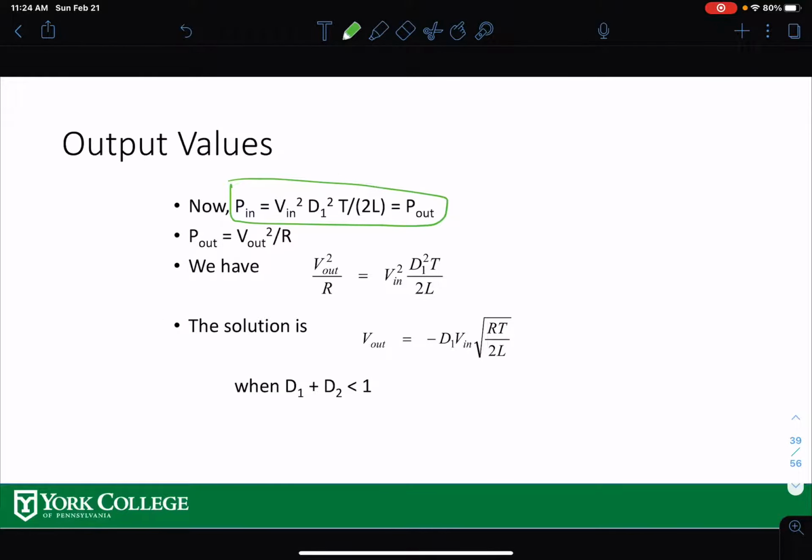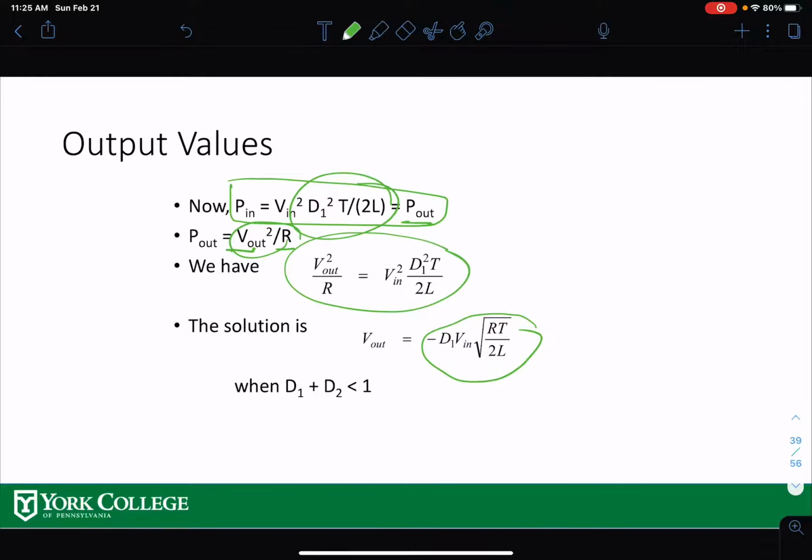But if we think about a lossless converter, the input power should be equal to the output power. And what is the output power? Output power you can easily get as the output voltage squared over R. R is the load there, right? Now if we equate these two equations, this one and this one over here, this is your equation, right? From there, your V out would be this one with the polarity inversion, right?